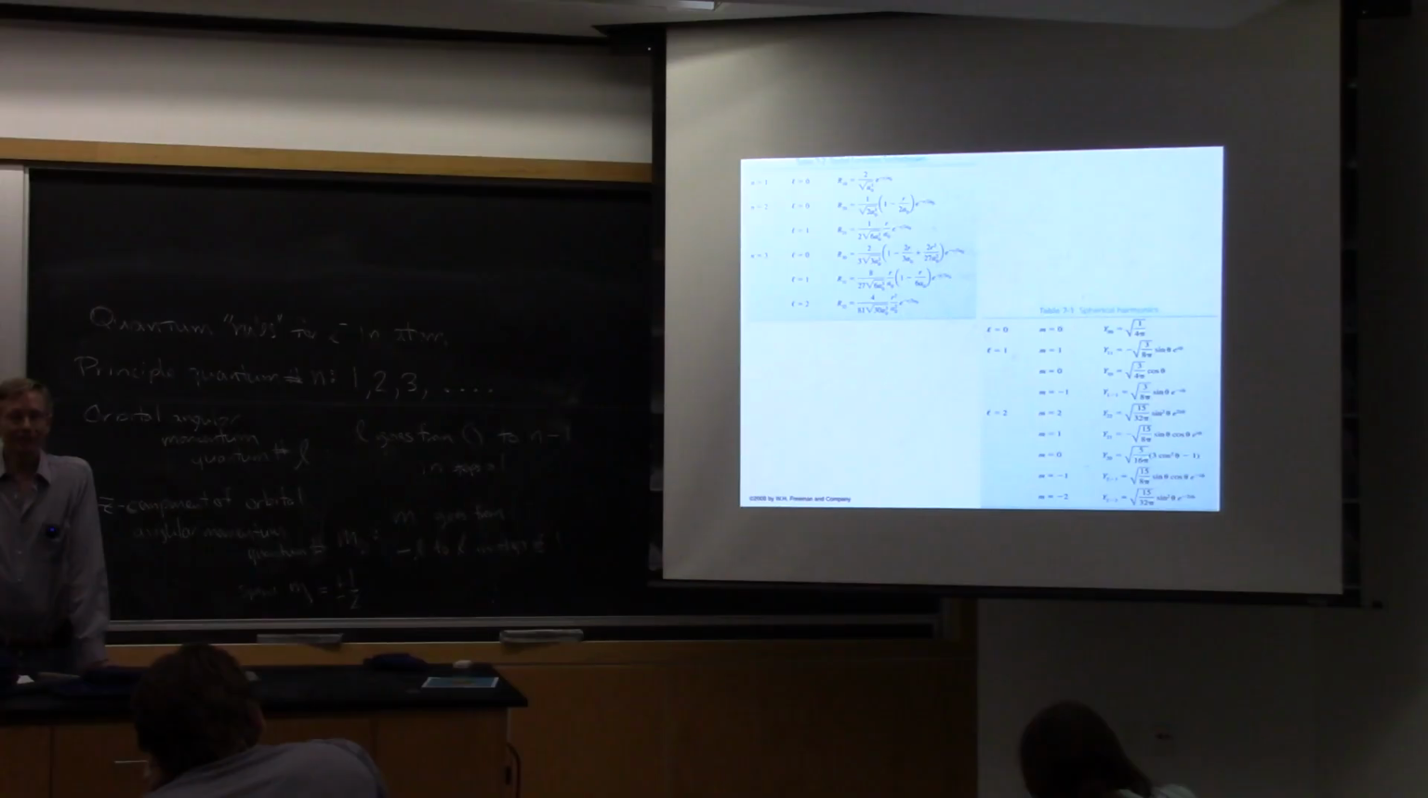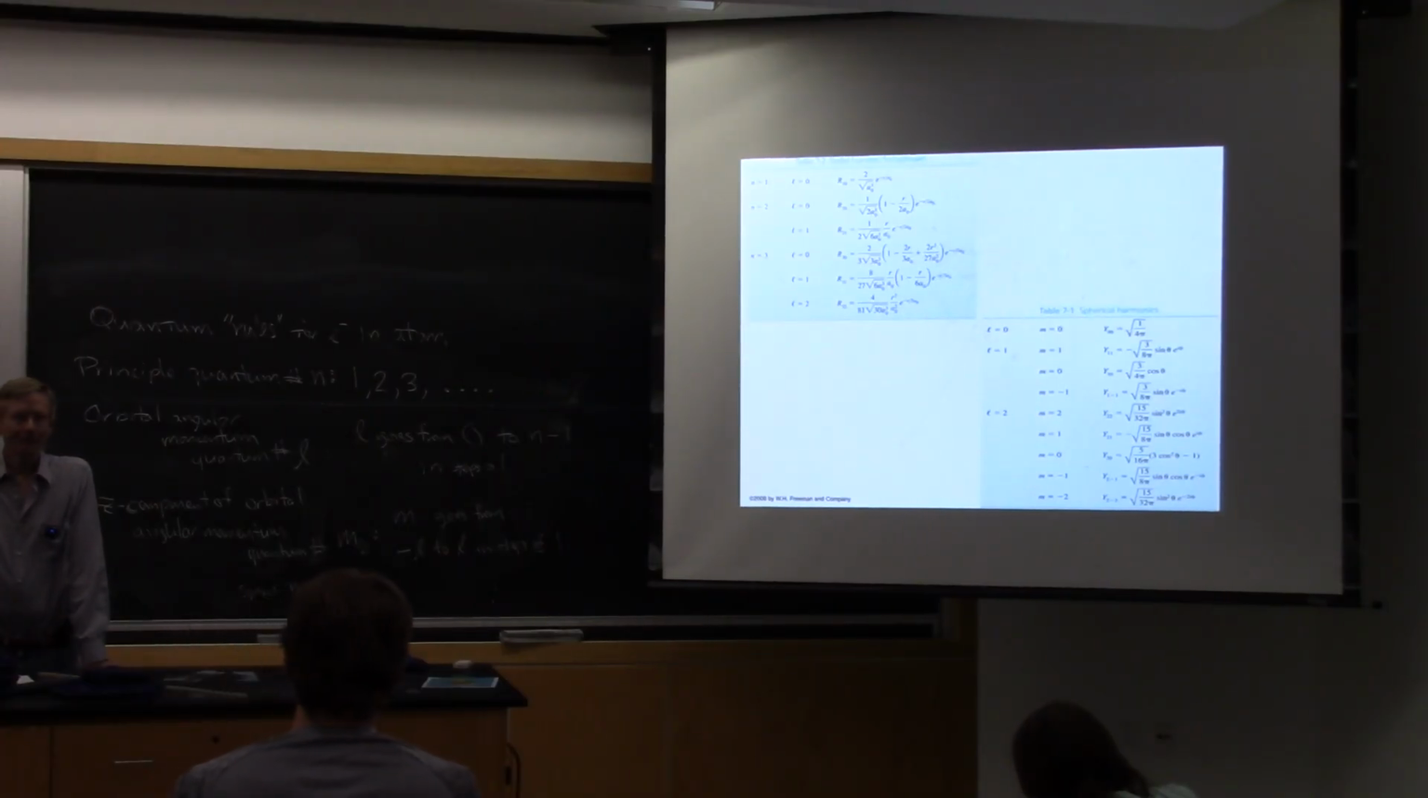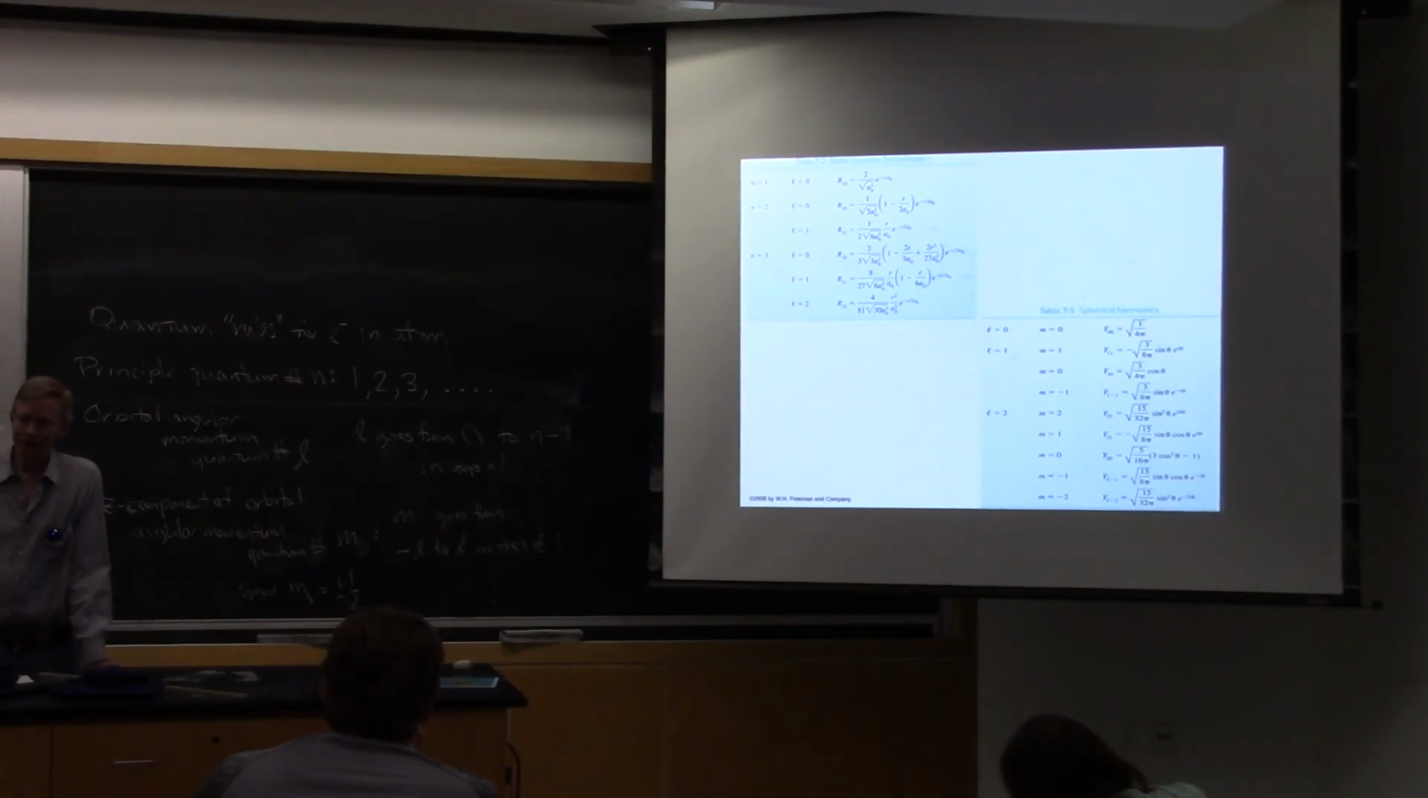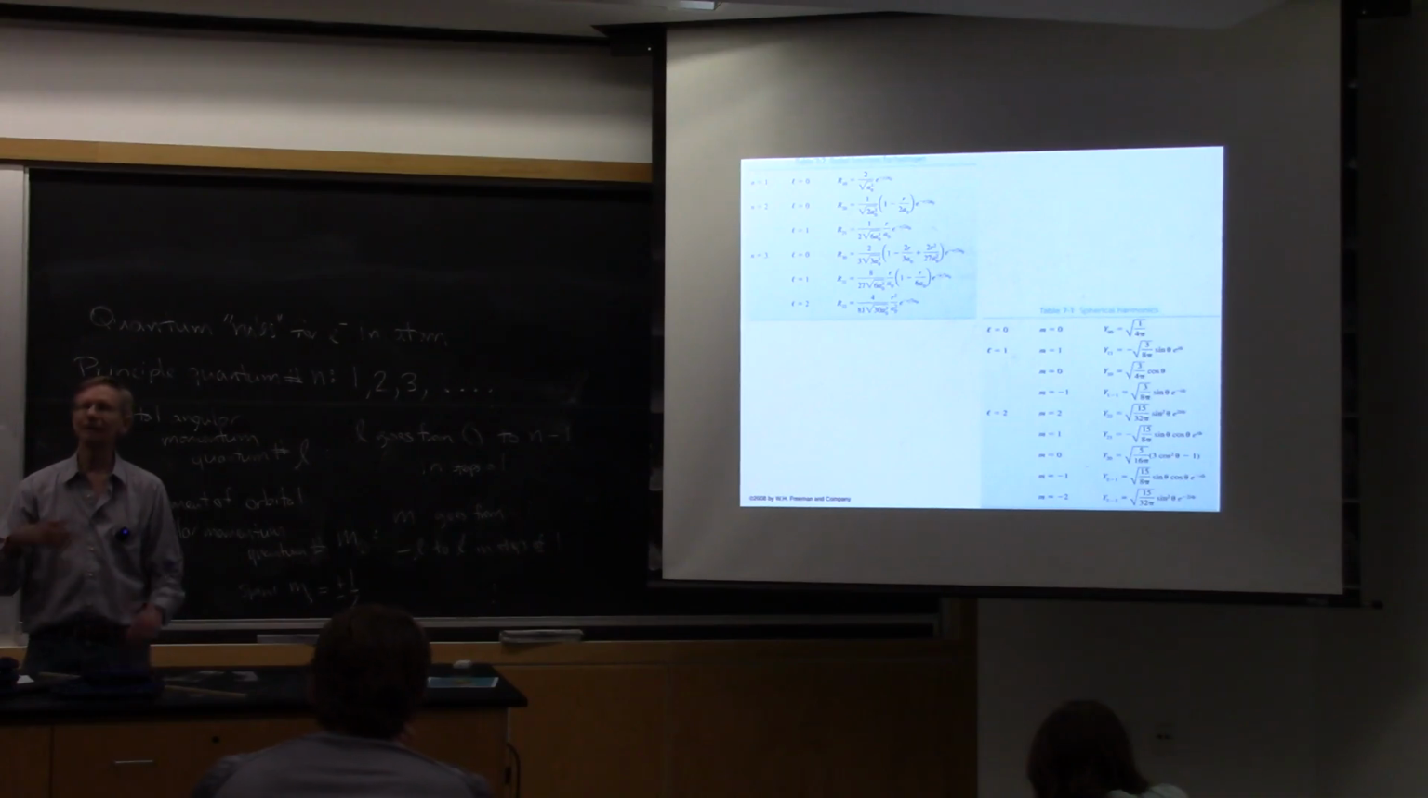We will discover that the degeneracy is 2n squared. That's how it works out. 2n squared. For example, for the ground state, you've only got one s, but there can be spin up or spin down electrons, so that's a degeneracy of 2. 2 times 1 squared is 2. The electron in the ground state can be spin up or spin down. That's the degeneracy, same energy.